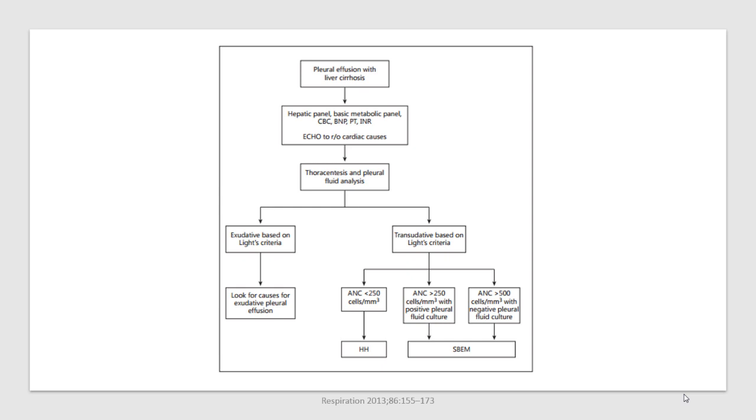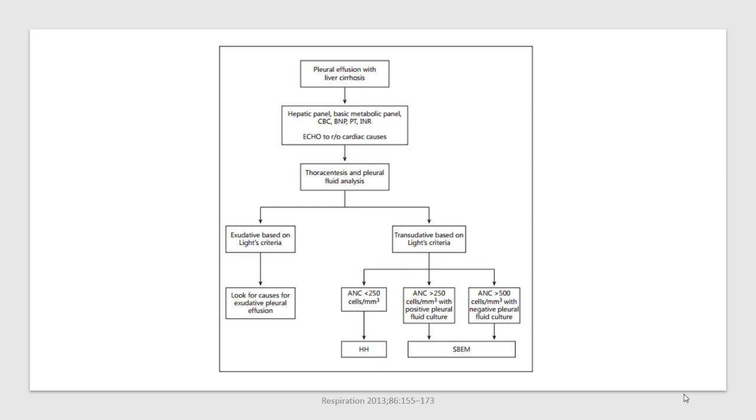So a rough algorithm when patients who have pleural effusion demonstrated on a chest x-ray: apart from routine lab work, an echocardiogram can be useful to rule out heart failure, and a pleural fluid analysis. If it's less than 250, it's compatible with hepatic hydrothorax. If the ANC count is more than 250 with a positive fluid culture, then it's spontaneous.